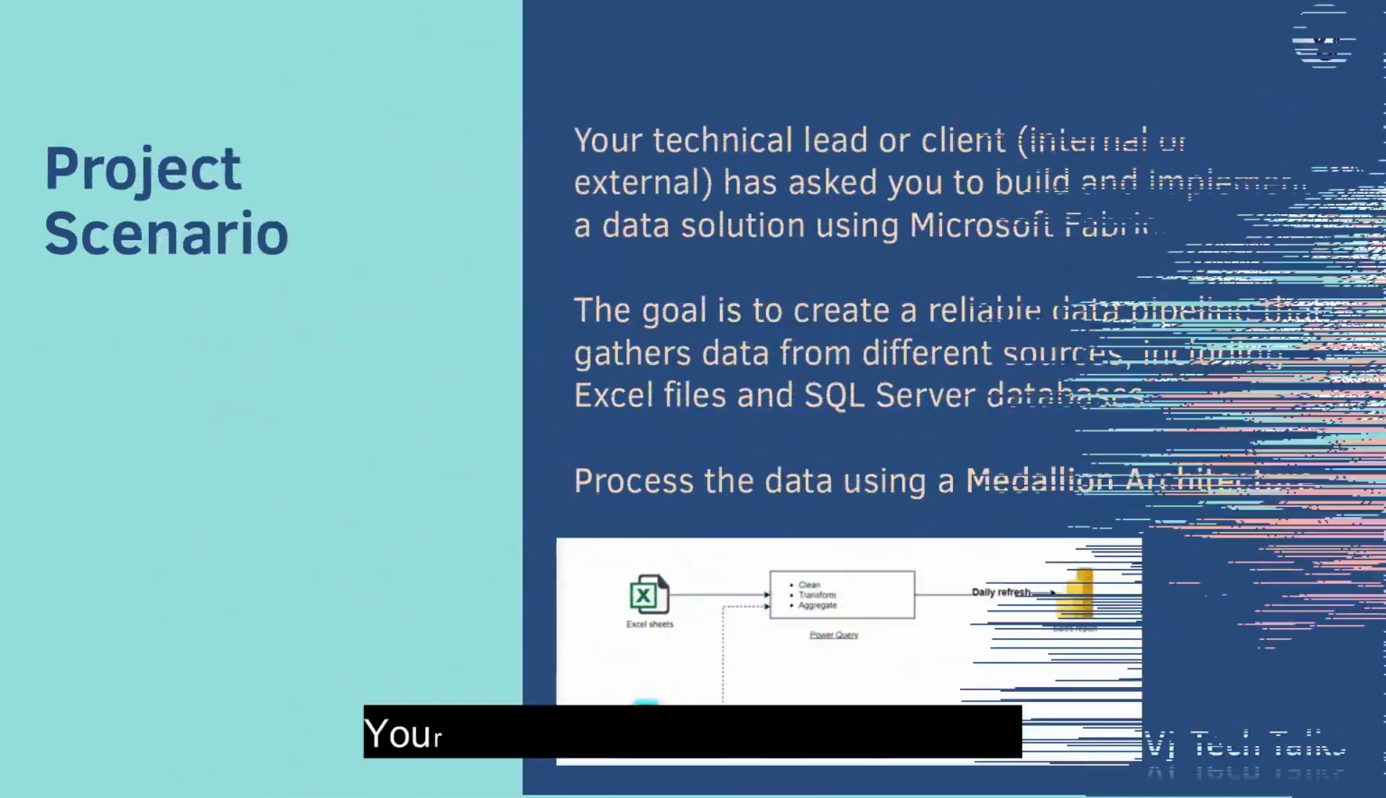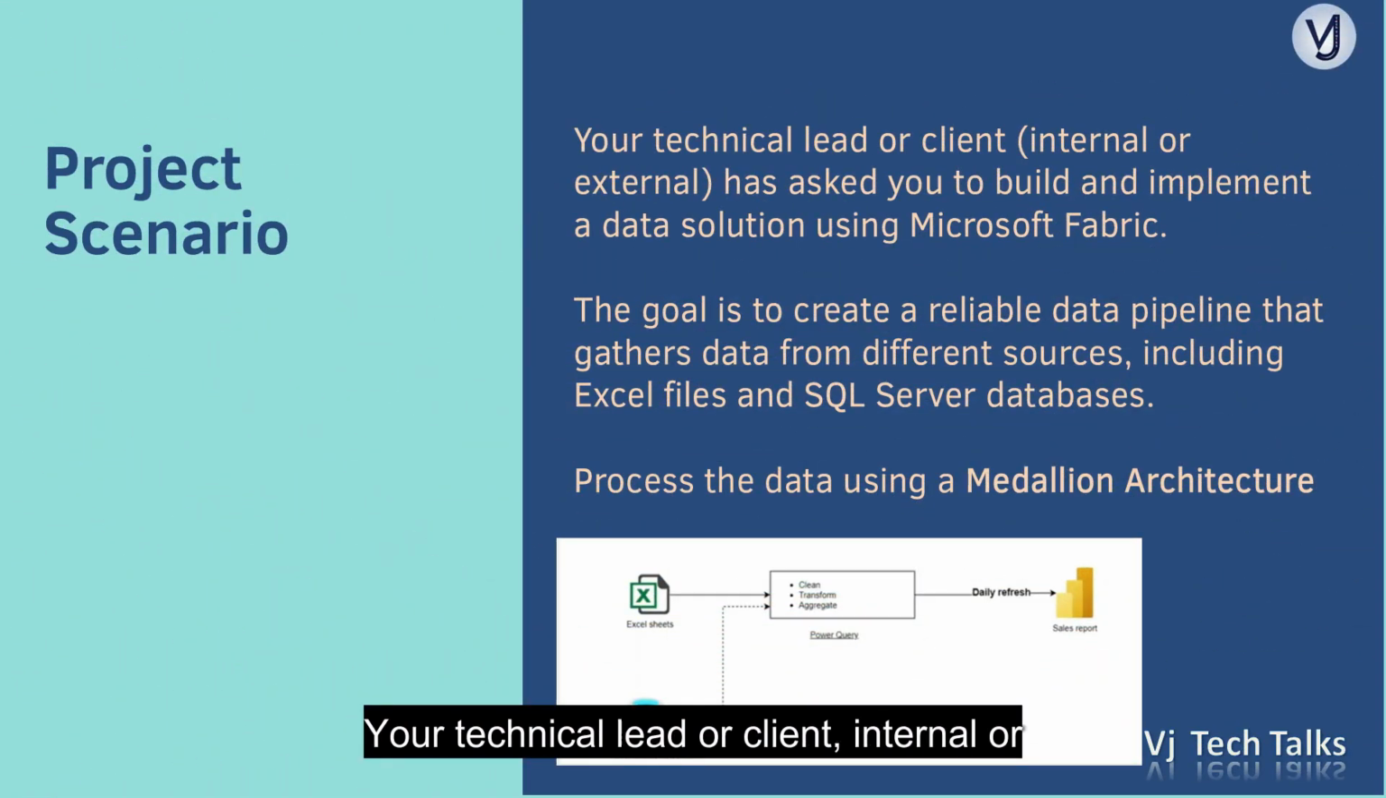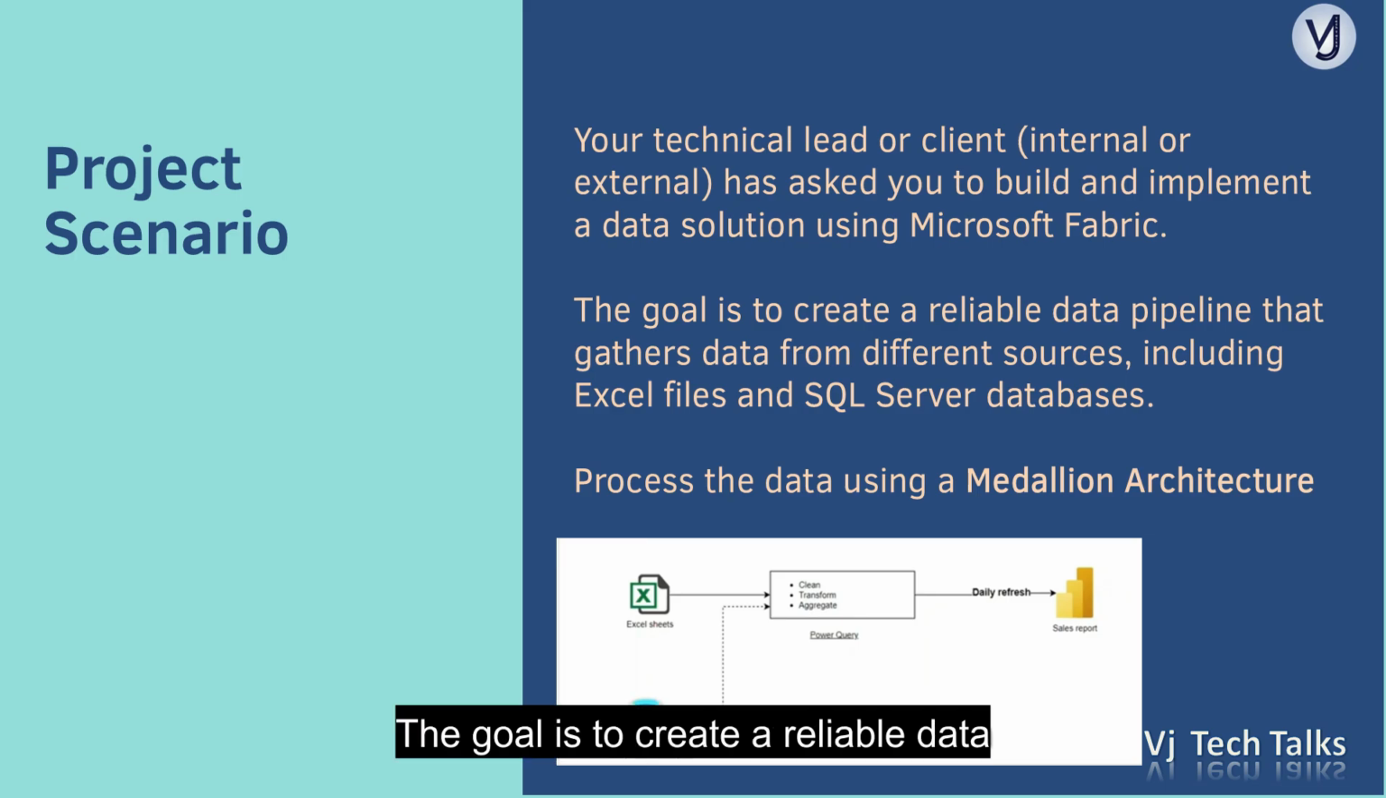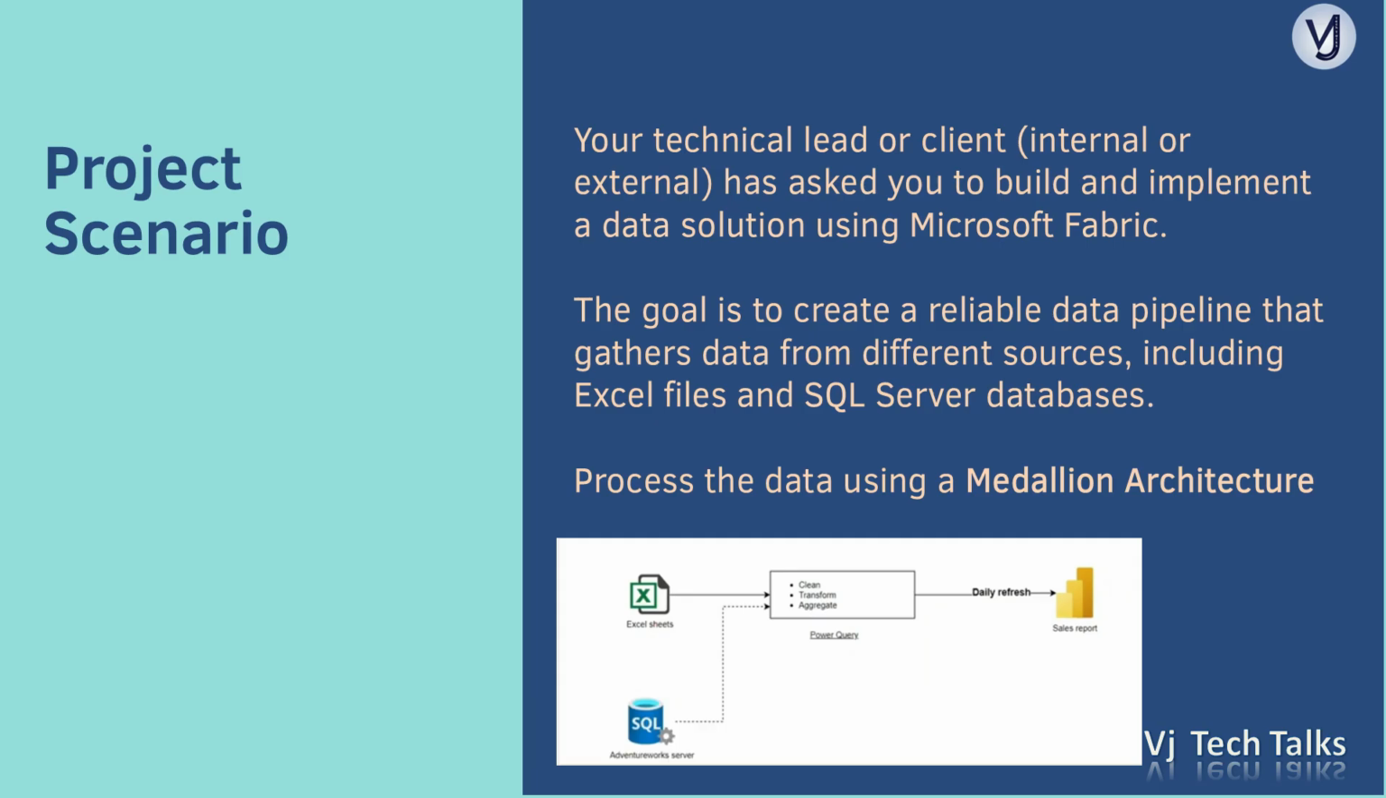Project scenario. Your technical lead or client, internal or external, has asked you to build and implement a data solution using Microsoft Fabric. The goal is to create a reliable data pipeline that gathers data from different sources, including Excel files and SQL Server databases. This process should follow the Medallion architecture and update an existing Power BI report that refreshes daily in Fabric. Additionally, an alert should be set up to notify users if there is an issue with the refresh.